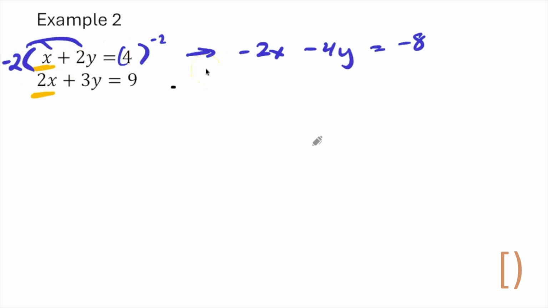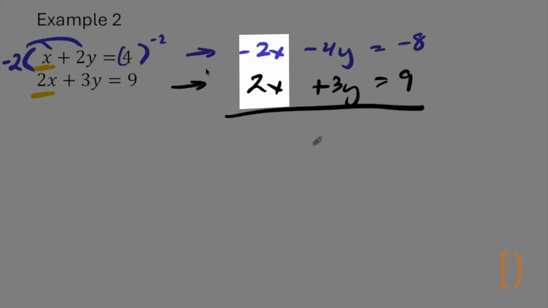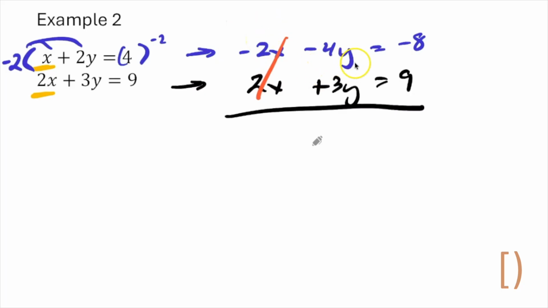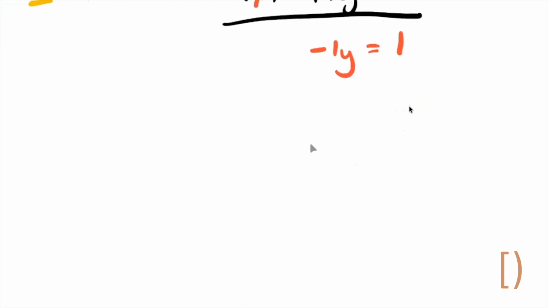And now the bottom one, we're just going to rewrite it. So 2x plus 3y equals 9. And now we can add these up, and the x's will cancel out. Over here we have -4y plus 3y. That gives us -1y. And then here we have 1, right? -8 plus 9. So then we're here. And we have to get the y by itself, so we're going to divide both sides by -1 to get that y by itself.